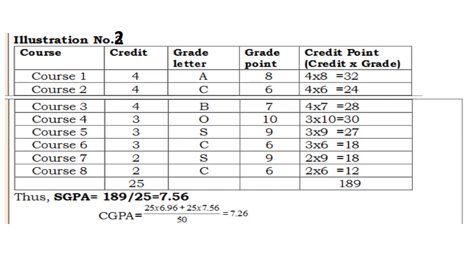First semester 25 credits, second semester 25 credits. Total credits are 50. So CGPA equals the sum of the number of credits into SGPA of that particular semester, divided by the total number of credits. So you will get 7.26. Here 25 is the number of credits of the first semester, 25 of the second semester, 6.96 is the SGPA of the first semester, 7.56 is the SGPA of the second semester, divided by the total number of credits of the 2 semesters. This is the CGPA formula for calculating the CGPA of 2 semesters.